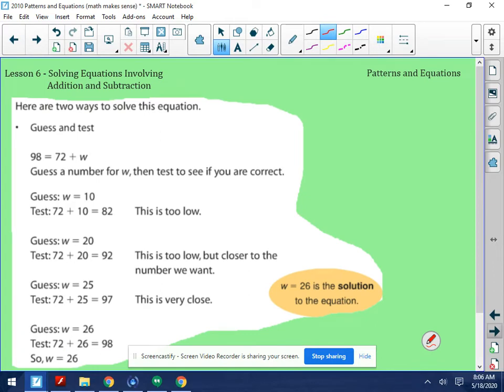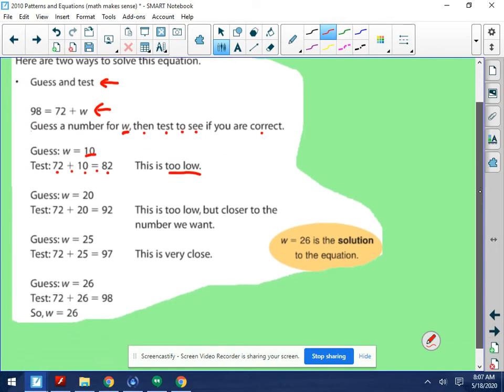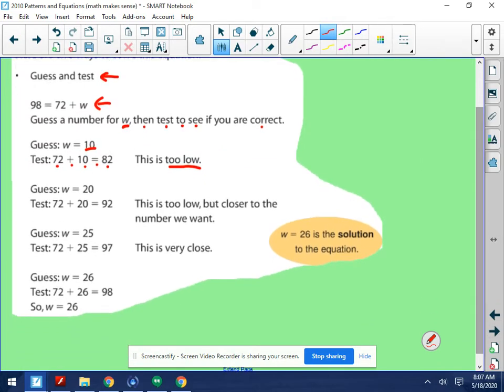In the book it tells us there are two ways to solve this problem. One is called guess and test. So here's our equation, and you guess a number for W, then test it to see if you are correct. So if your guess is 10, you could test it. 72 plus 10 equals 82. Well, that number 82 is too low, because we know that she has got 98 windows altogether to wash.